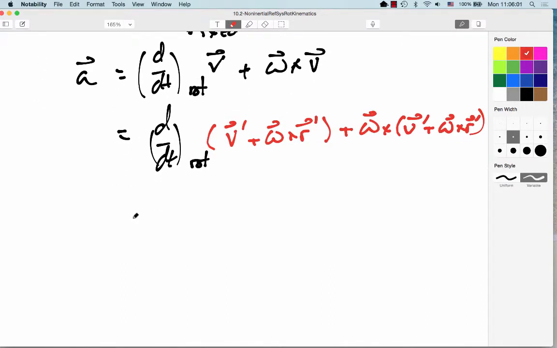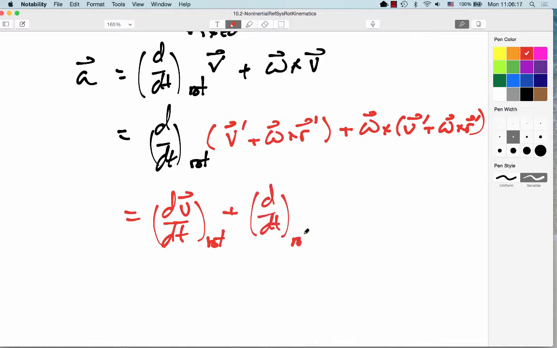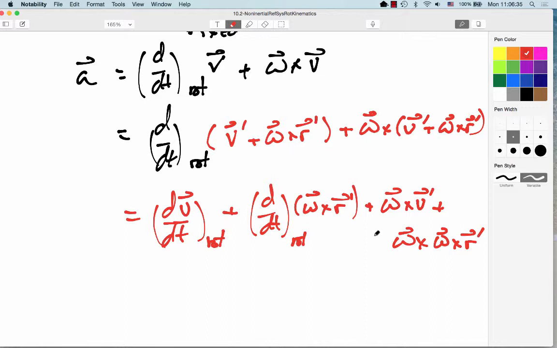Alright, so then this first term here will become dv dt evaluated in the rotating frame plus d dt in the rotating frame of omega cross r prime. Now here we just go ahead and distribute these across. We'll have an omega cross v prime plus omega cross r prime, and the order matters, so that's the order.